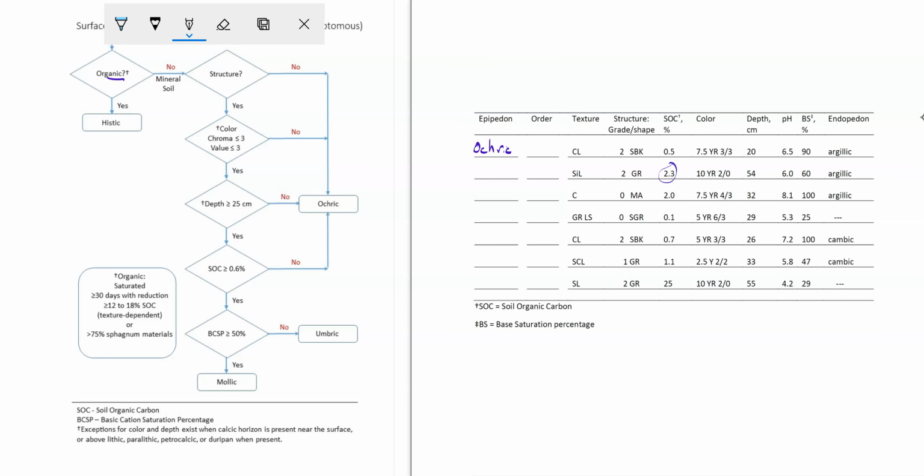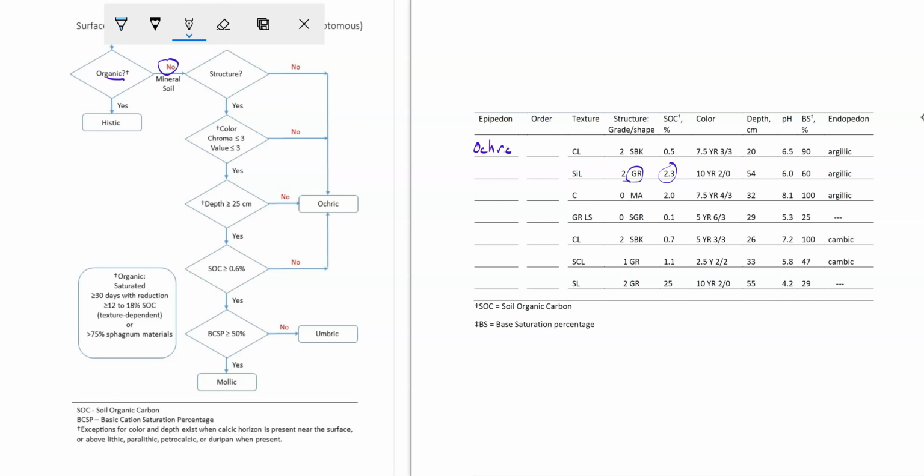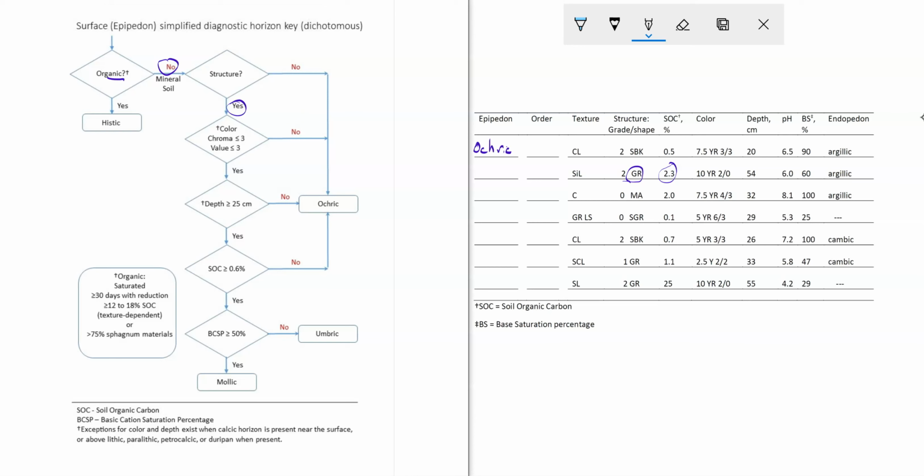It's only 2.3%, so the answer is no. It's a mineral soil then. Does it have structure? It's got granular structure. So, yes, it has structure. It's not structureless, not single grain or massive. So it's got structure. Yes.